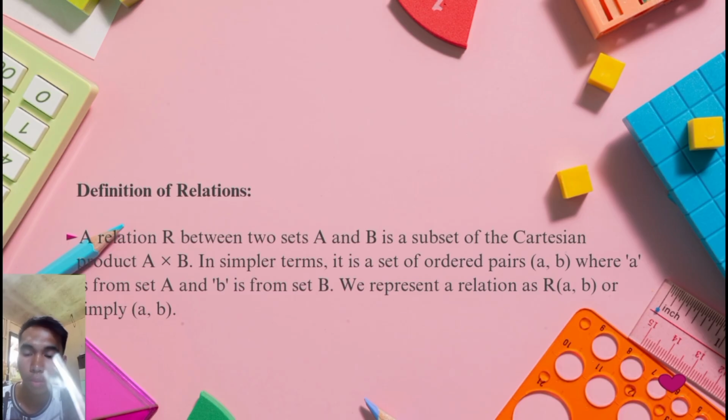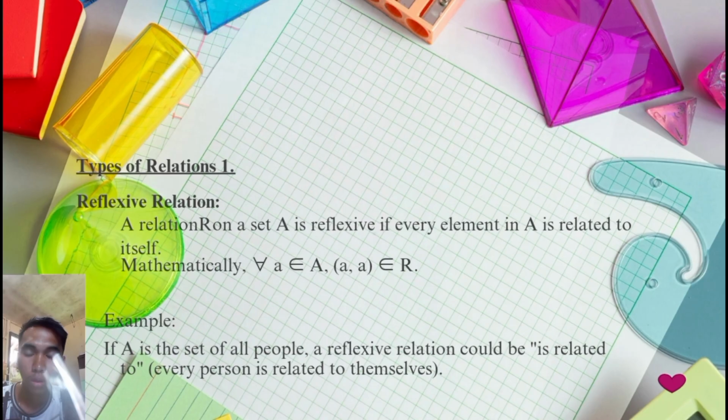Relations and types. Relations are defined connections or associations between elements in sets and are crucial in computer science for modeling interactions and analyzing algorithms. Types of relations. Reflexive relation. Every element in set A is related to itself. Example, "is related to": every person is related to themselves.